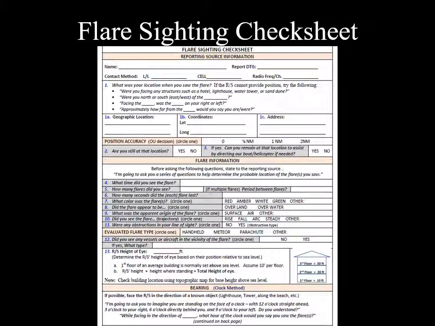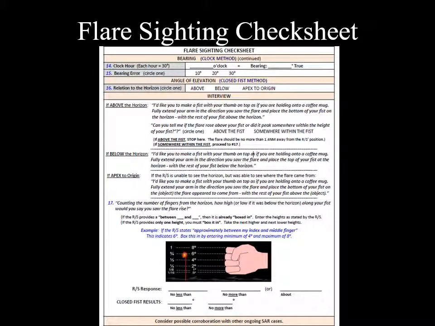This is the flare sighting check sheet. It is a two-sided form. This is the front and this is the back. But we're going to go through this piece by piece.